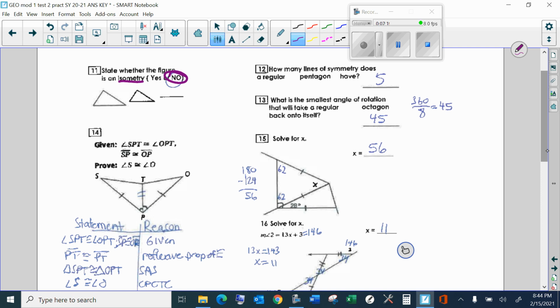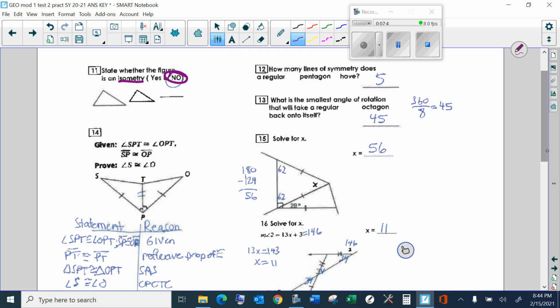12. How many lines of symmetry does a regular pentagon have? Keyword: regular. Lines of symmetry is always the same amount as the polygon itself. A pentagon has 5, so it has 5. So you have to know quadrilateral, triangle, hexagon, heptagon, octagon, nonagon, decagon, and dodecagon. You know your polygons from 8th grade math there.